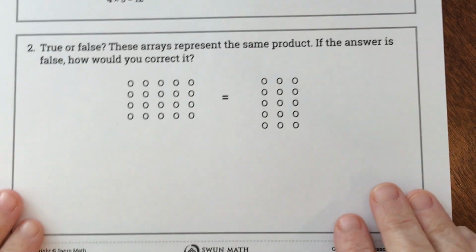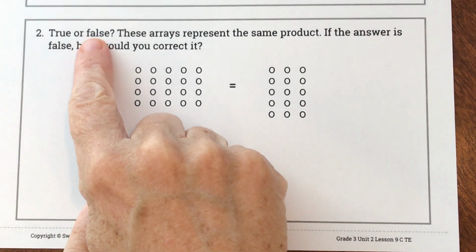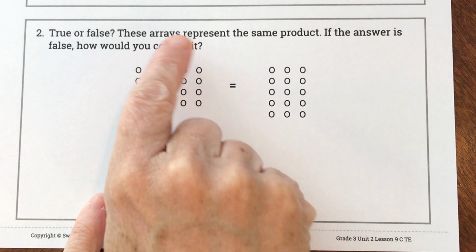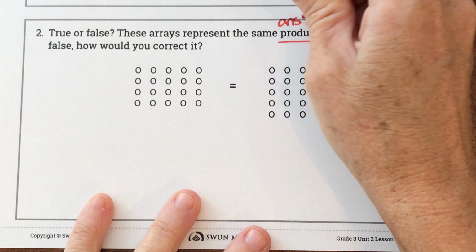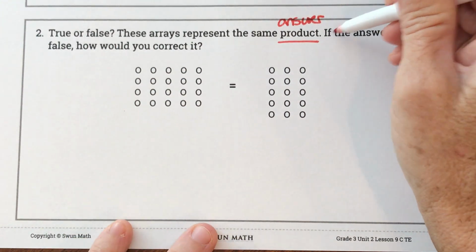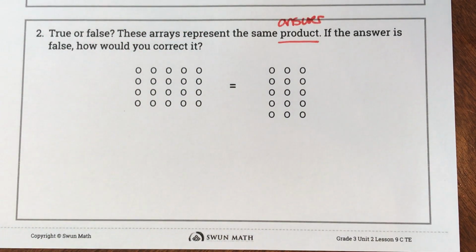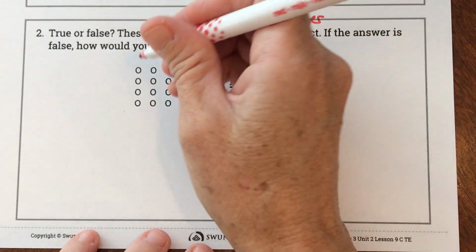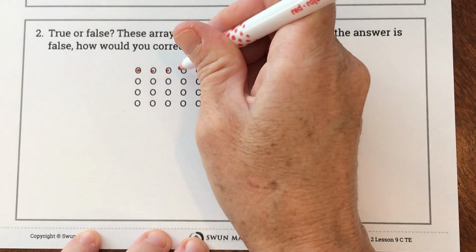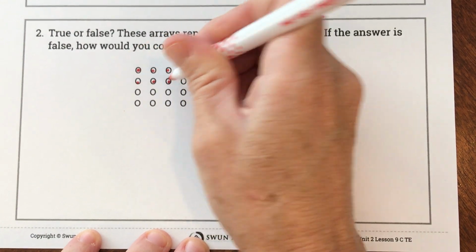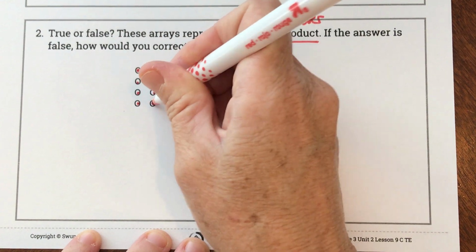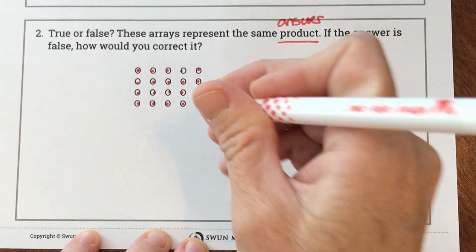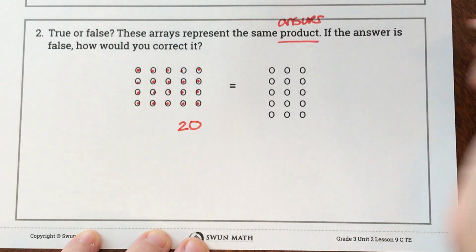Okay, let's see a different type of problem. This one says, true or false, these arrays represent the same product. Remember, my product is my answer or my solution. If the answer is false, how would you correct it? Okay, well, let's see what the product is here. Let's count them. 1, 2, 3, 4, 5, 6, 7, 8, 9, 10, 11, 12, 13, 14, 15, 16, 17, 18, 19, 20. So that's a product of 20.